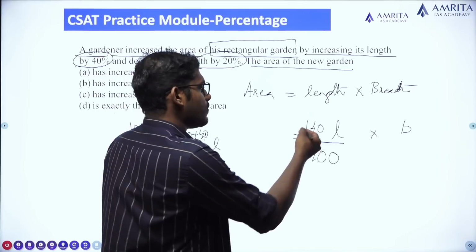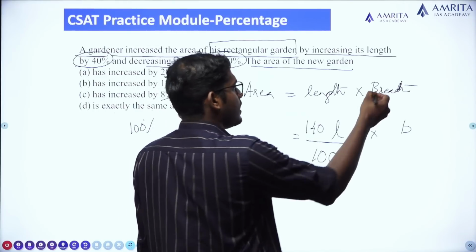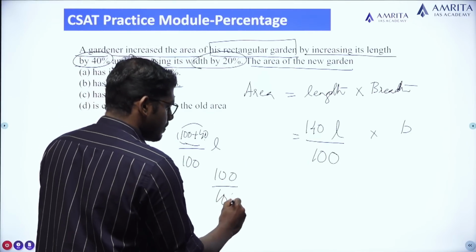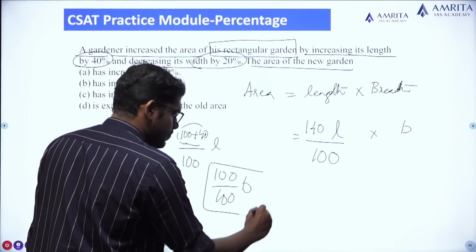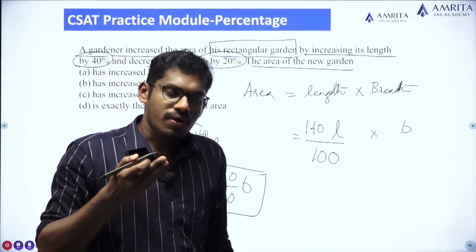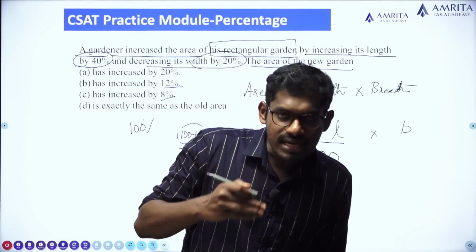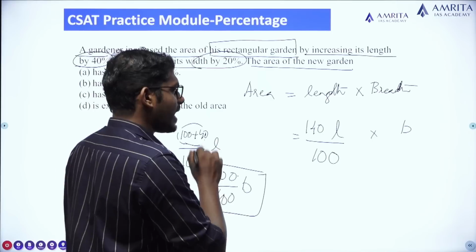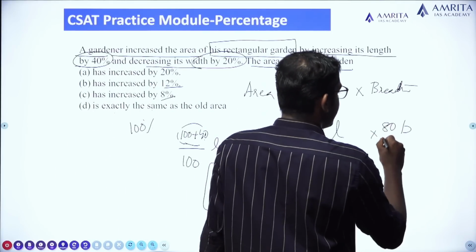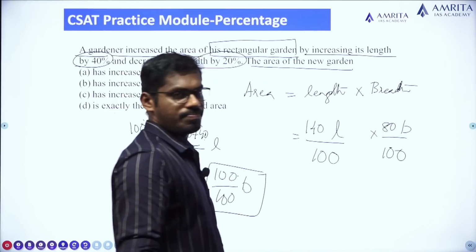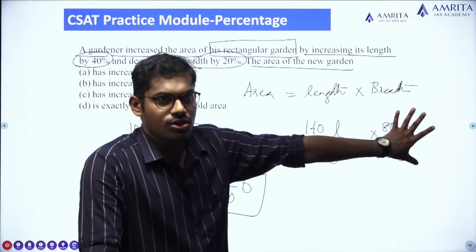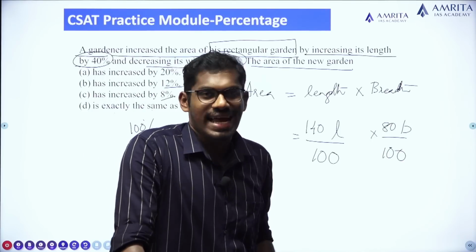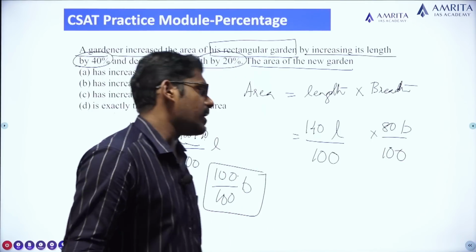Clear? Okay. So 140 L by 100 into the breadth. Initially we can write the breadth as 100 by 100 into B. But now the breadth of the rectangular garden has decreased by 20%, that is 100 minus 20, that is 80. So I can write 80B by 100. So this is the new length, this is the new breadth. The new length is 140 L by 100, the new breadth is 80B by 100. Clear? Okay.